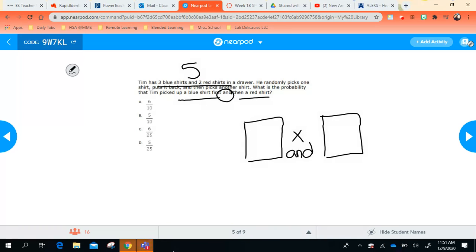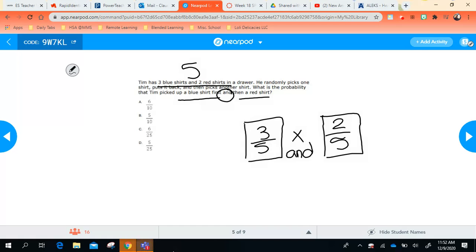Okay, so blue shirts. How many blue shirts does he have? 3. So what's that probability going to look like? 3/5. So remember, when I ask you for the probability, I'm not just asking you for one number. I'm asking for a fraction. If I were to ask how many outcomes, then yes, you would just give me a whole number. What's the probability of getting a red shirt? 2/5. Sounds good.